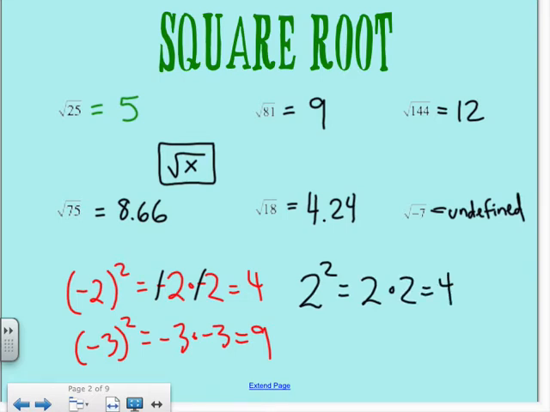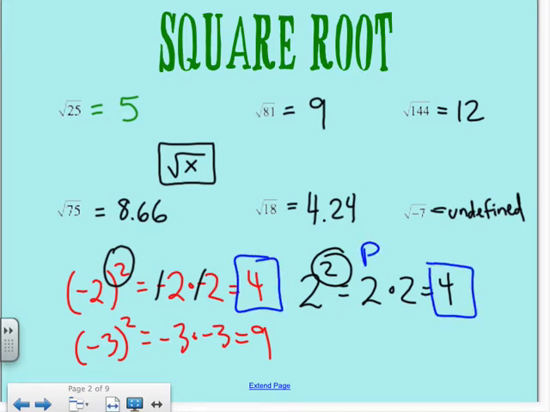So it's impossible to square a number and end up with a negative answer. Your answer has to be positive, because you're either doing a positive times a positive, which equals a positive, or you're doing a negative times a negative, which still equals a positive. So that's why it's impossible to go backwards and do a square root of a negative. So don't worry about that too much. I just wanted to point that out. But hopefully now you know how to find square root and what it is.